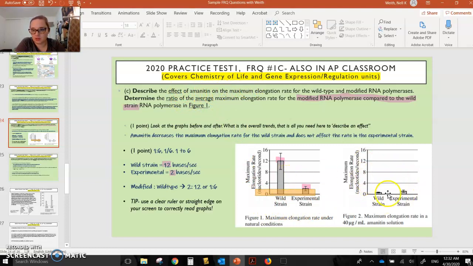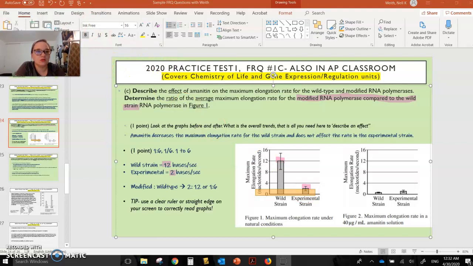Well, they went down, right? So this was apparently our normal one, and these are way less. So amytin decreases the maximum elongation rate for wild strain and does not affect the rate of the experimental strain. For that, you would have to look at the error bars here and here, right? Actually, I'm going to highlight that because that's something I didn't notice.